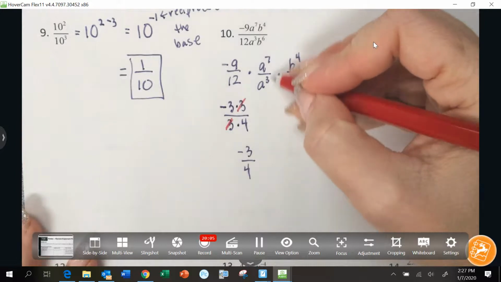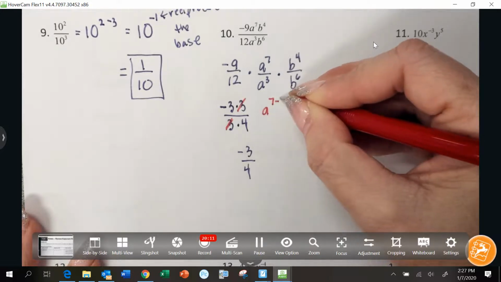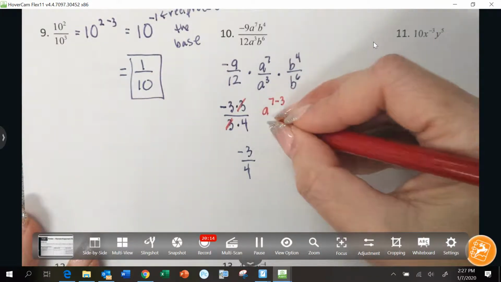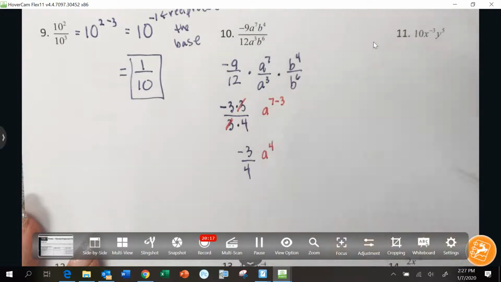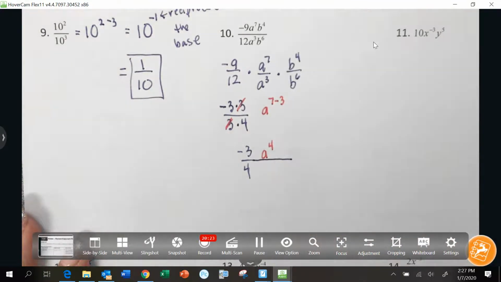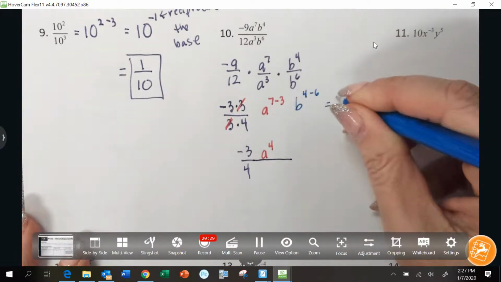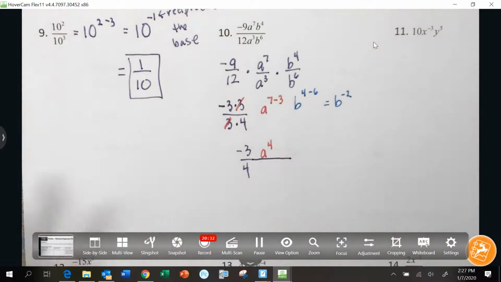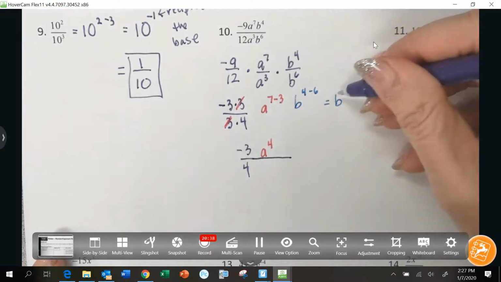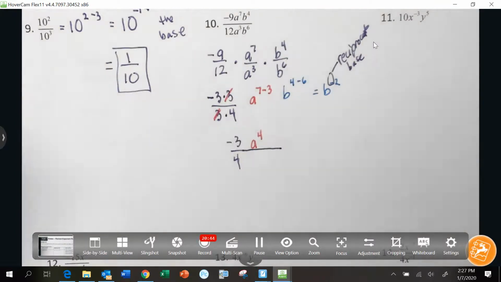Okay, for this one, we are dividing. So if we are dividing, what do we do to the exponents? Subtract. You always subtract the top exponent minus the bottom exponent, and I get a to the fourth. That stays on the top of the final answer because it's positive. And then my next one, I get b to the fourth minus 6. I get b to the negative 2. So the negative part says to reciprocate the base. And then the 2 says square it. So yeah, we're going to do b squared, but on the bottom.